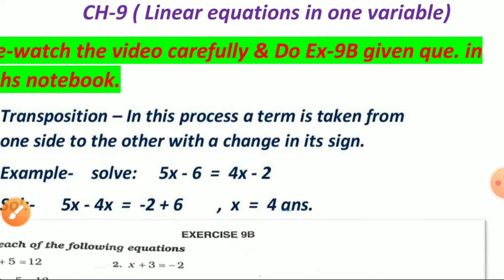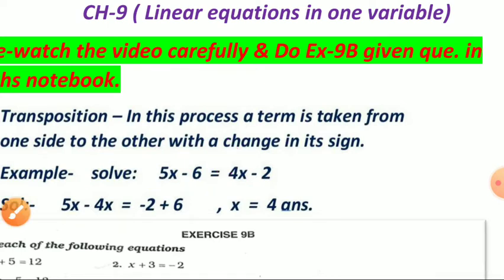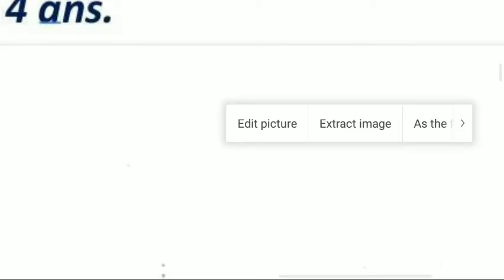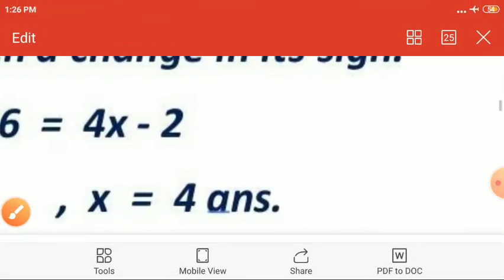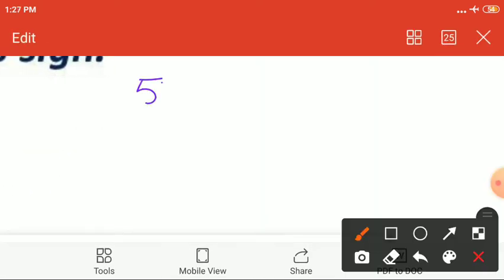So let's have a look at an example. This is the question: 5x minus 6 equals 4x minus 2. The first step is to keep the like terms together. Here 4x is to be shifted to this side. 4x has a positive sign, so it becomes negative. Let me check the question first: 5x minus 6 equals 4x minus 2.